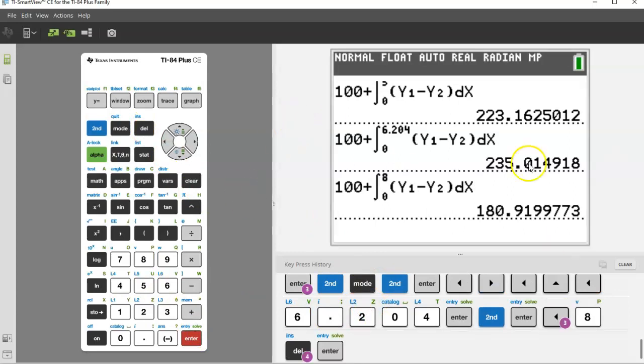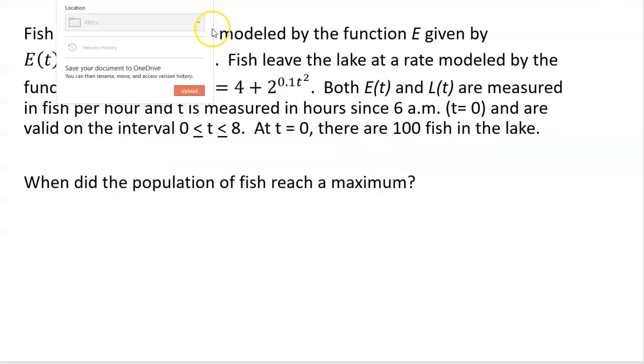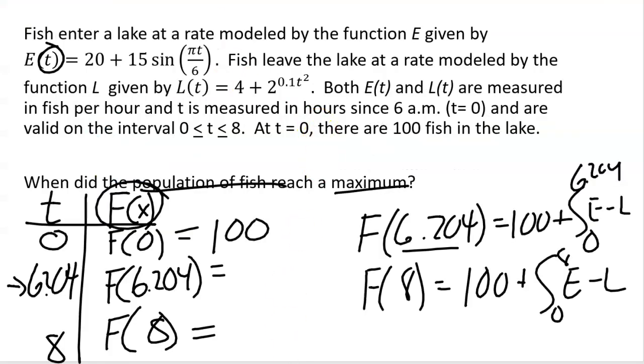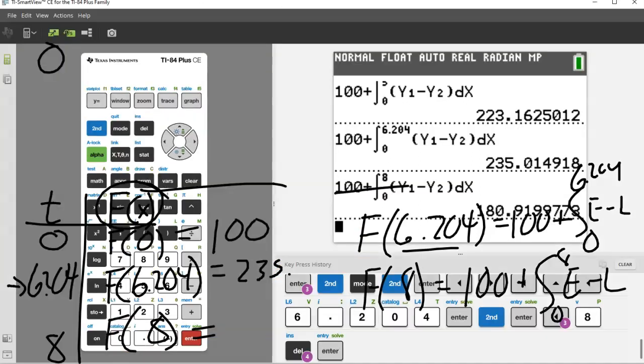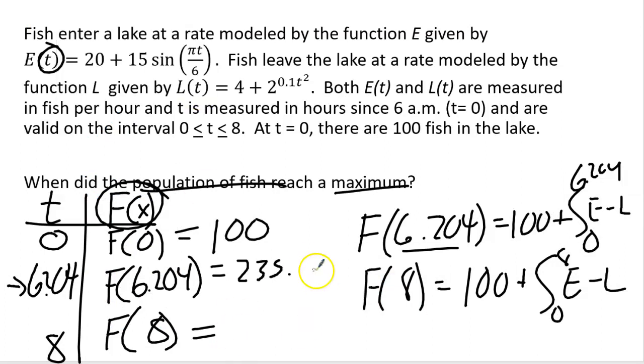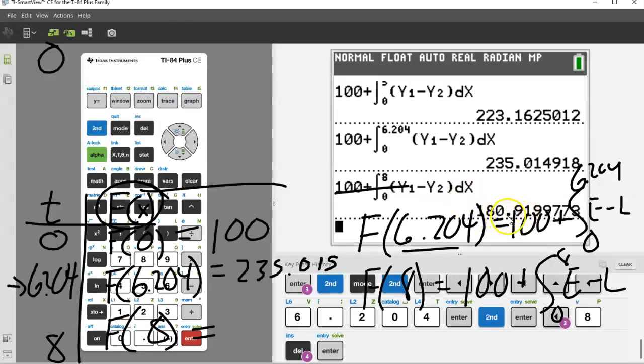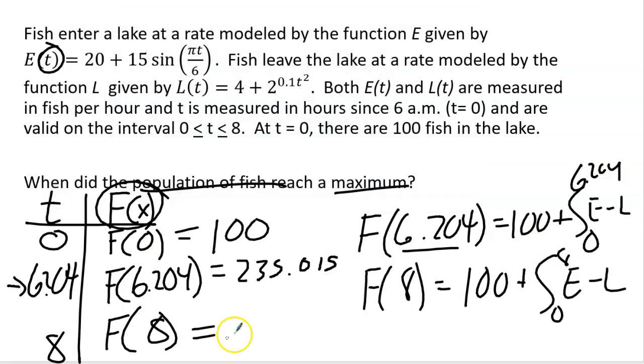So there's 235.015 fish. Don't really need to be too specific here, but it'll be 235.015. And then the last one, f of 8, we have 180.92.